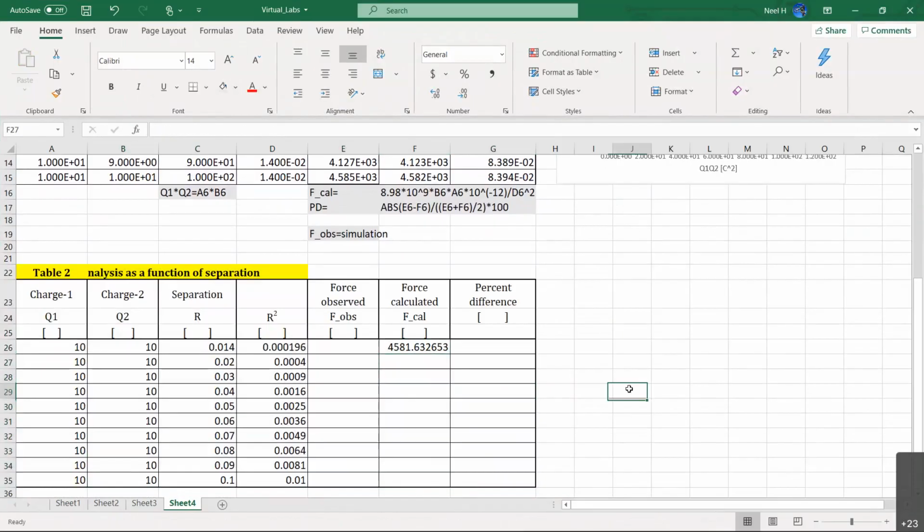All right. So now both charges are 10 microcoulombs and 10 microcoulombs. These are not going to change, right? So the 10 and 10. And the separation is actually changing. For the separation, we're going to start from 1.4 centimeters and continue all the way to 10 centimeters.